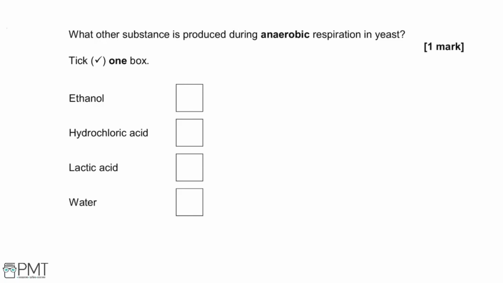What other substance is produced during anaerobic respiration in yeast? Tick one box. So anaerobic respiration is the type that's occurring without oxygen. So we've got to take that out of our respiration equation. And we get glucose goes to another substance plus carbon dioxide, and that other substance is ethanol. So that's the box that you need to tick.